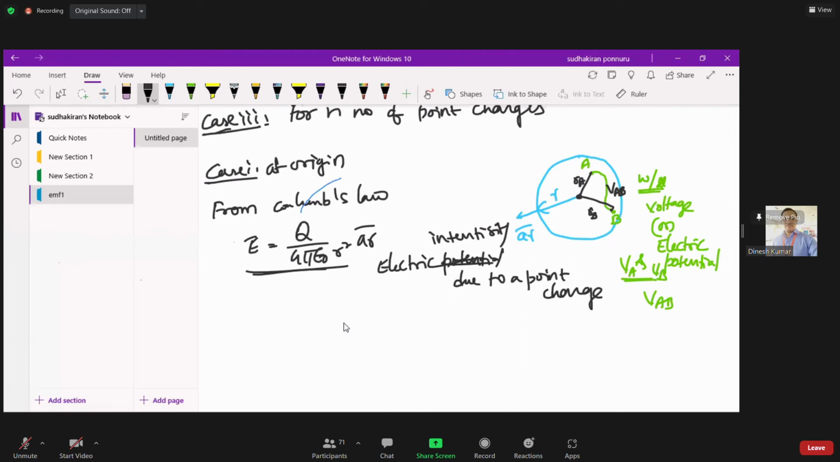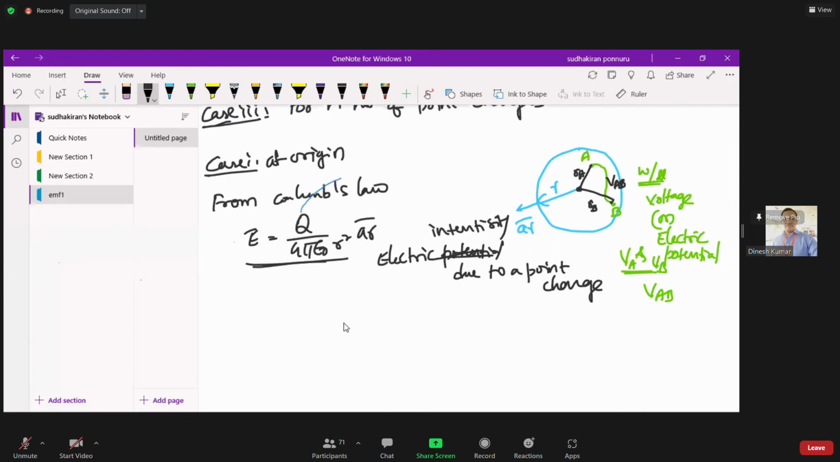And earlier we have derived one expression for voltage. So what is that electric potential formula?